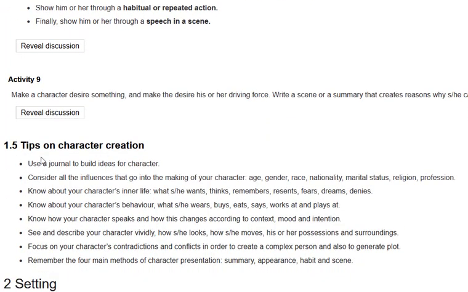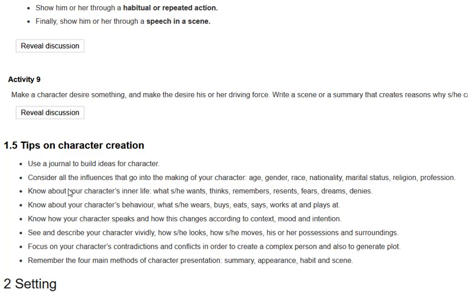Additional tips on character creation. Use a journal, like your reader response journal, to build ideas for character. Consider all the influences that go into the making of your character: age, gender, race, nationality, marital status, religion, profession.